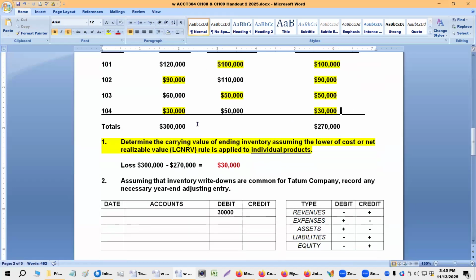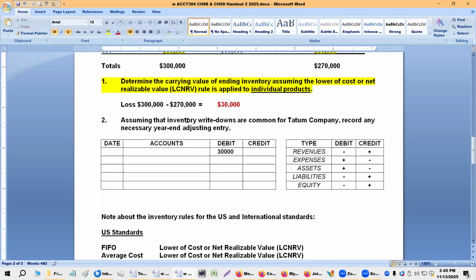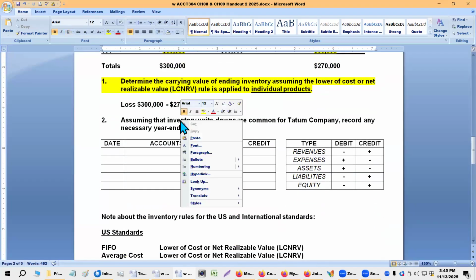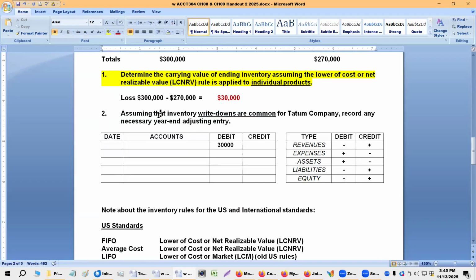But if you did this by category, the net realizable value is 310, so you would just leave it at 300. But they're doing it by individual products, and it says assume the write downs are common. So this is probably an industry thing, where some things are hot and some things are not. If write downs are common, then it's just part of your normal business.